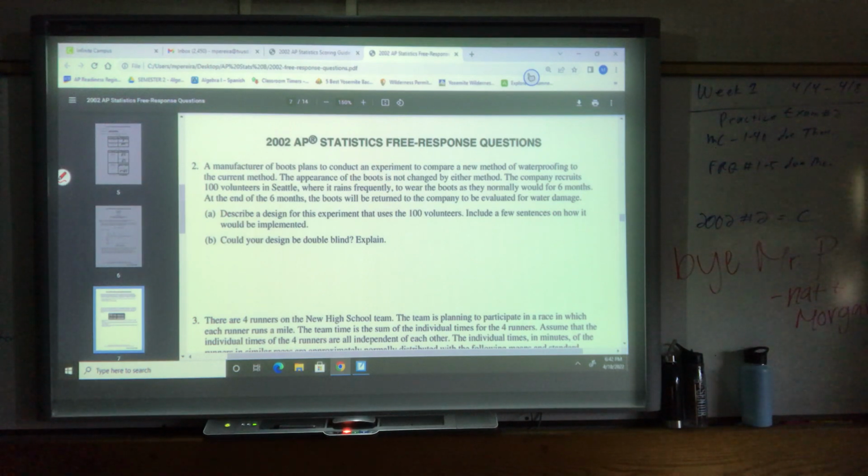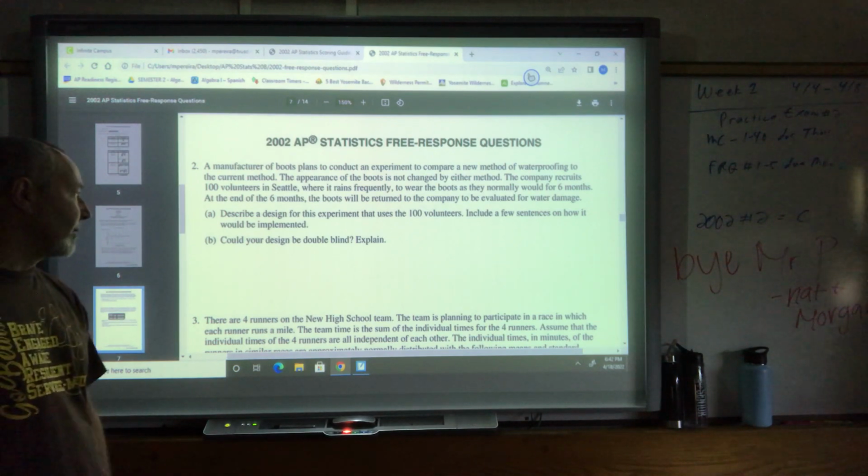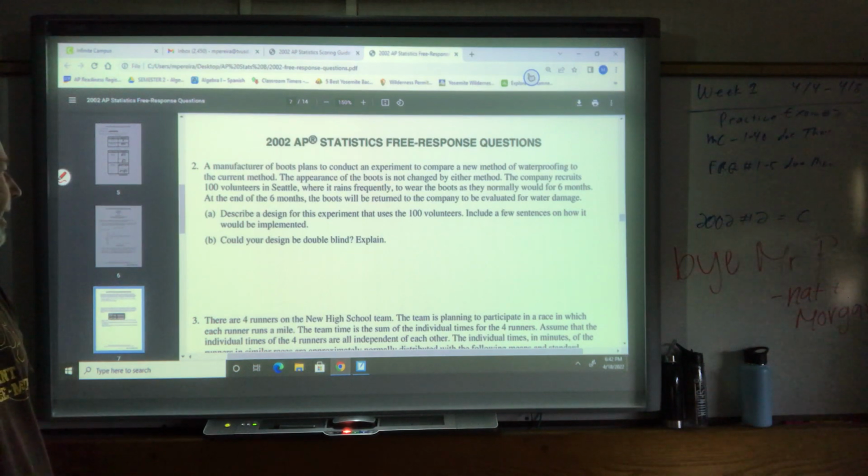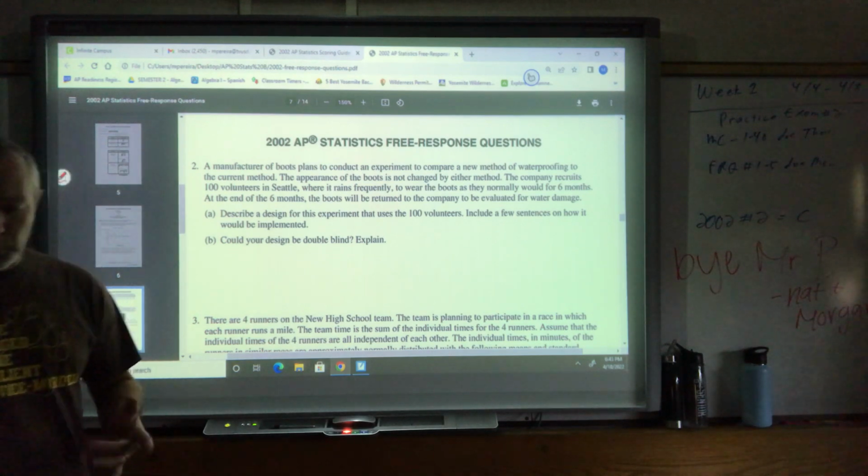At the end of the 6 months, the boots would be returned to the company to be evaluated for water damage. Okay, describe a design for this experiment that uses 100 volunteers, include a few sentences on how it would be implemented, and then could our design be double blind? Okay, things we want to do.